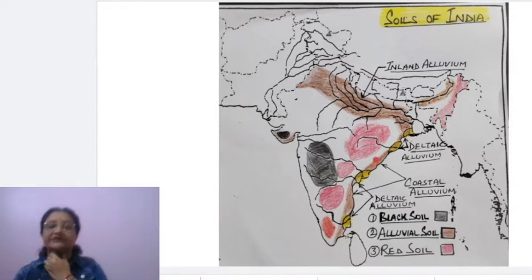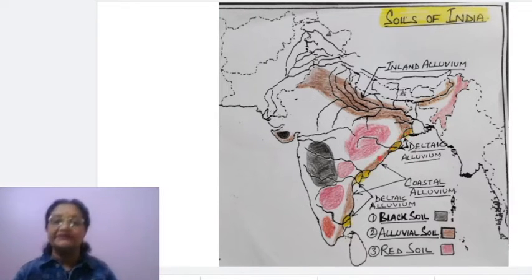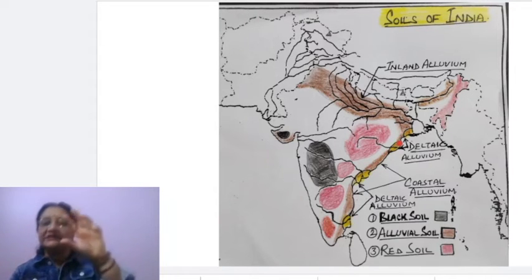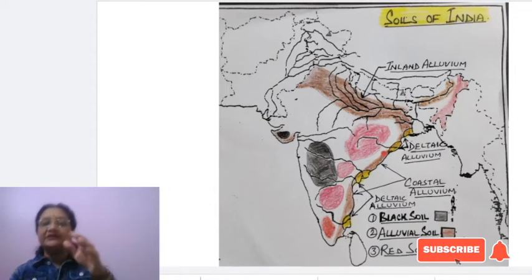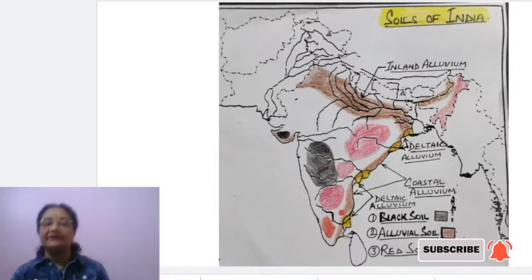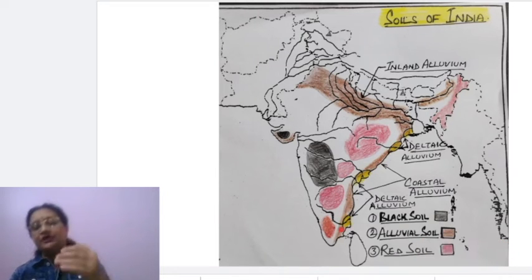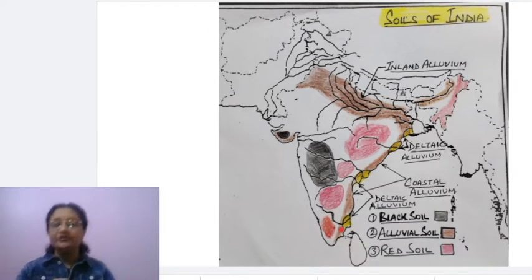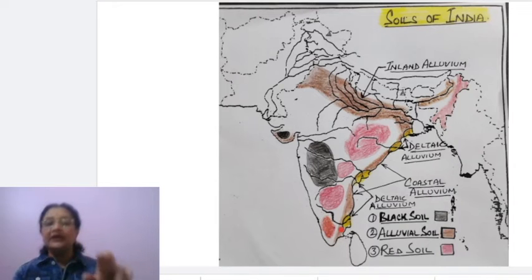Coastal alluvium you can see along the coastal plains, leaving just the deltaic region. The rest of the entire coastal plain has the coastal alluvium. Okay, so this is about the alluvial soil. Now come to number two. Number two is black soil.